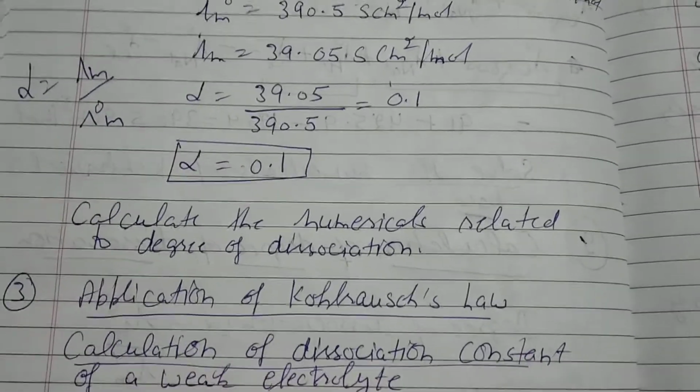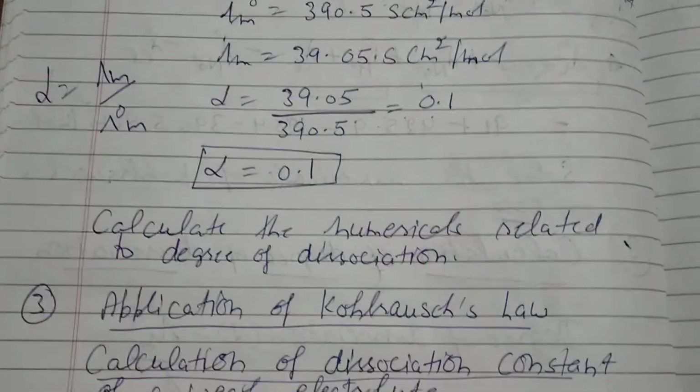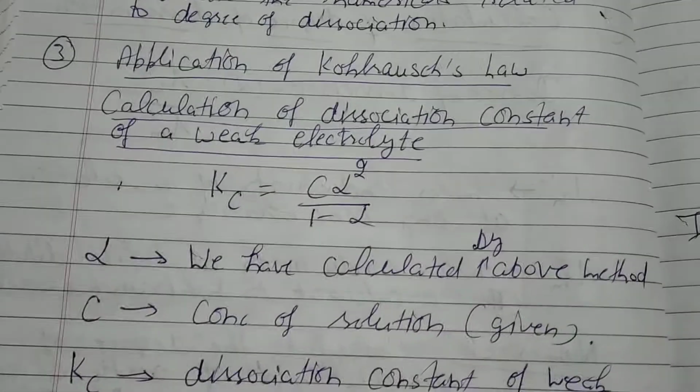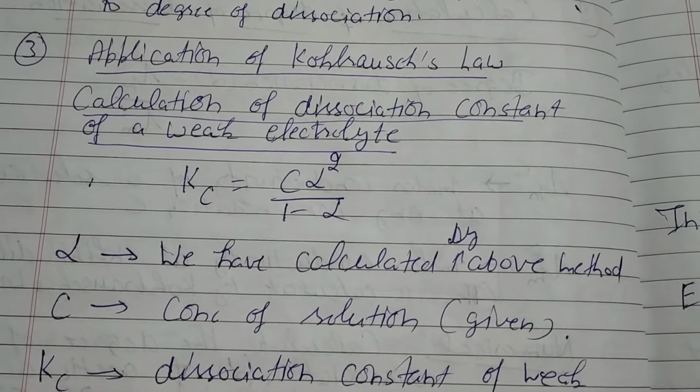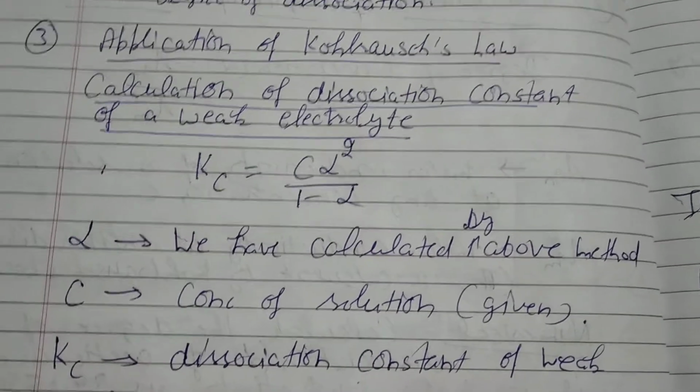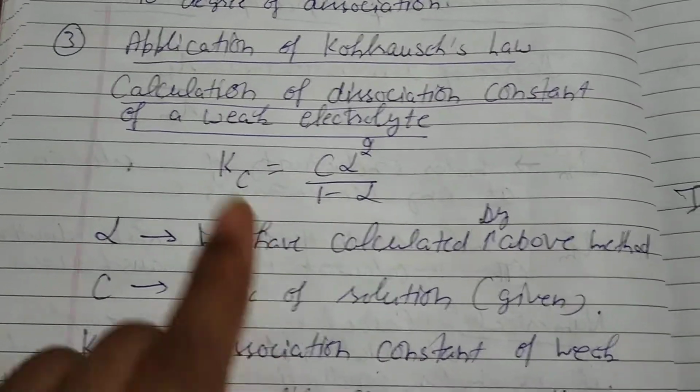So now you can calculate all the numericals related to degree of dissociation. Now the third application is calculation of the dissociation constant of a weak electrolyte. In class 11 you have already studied this Kc in equilibrium.